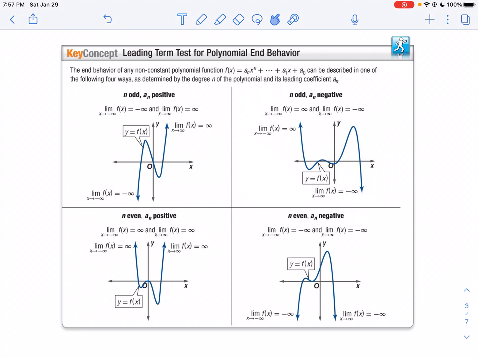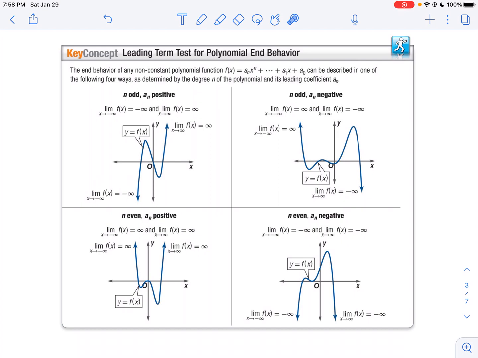Just like our power functions, we look at the leading coefficient in our largest degree. If your degree is odd, it's an odd function, we know it's going to go in opposite directions. If your leading coefficient is positive, then as x approaches infinity, f of x approaches positive infinity. And as x approaches negative infinity, f of x approaches negative infinity.